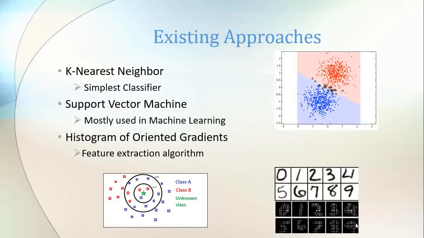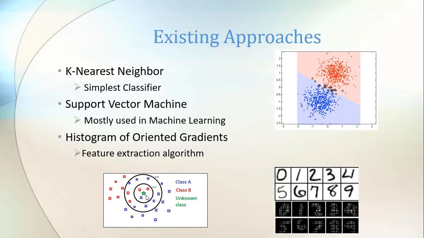There have been many existing approaches using k-nearest neighbor, support vector machines, and histogram of oriented gradients. So let's start with k-nearest neighbor. What is k-nearest neighbor? It is the simplest classifier. The figure here shows the k-nearest neighbors working. Supposedly, the green star shown here is an unknown class, and there is trained data of red and blue classes. So we have to decide what class the green star belongs to.